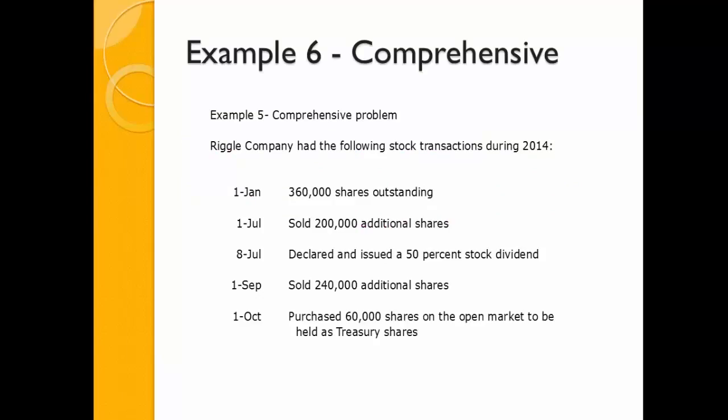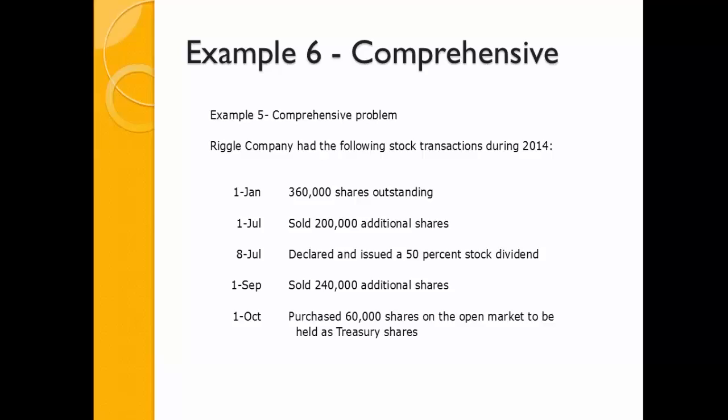We want to consider, and you're going to see some problems like this in the homework, the following transactions during 2014. Consider each of these one by one. So we have 360,000 shares outstanding as of January 1st. On July 1st, we sold 200,000 shares of additional stock. So the additional stock on July 1st is only of value for the 6-month period. Immediately after that, we declared and issued a 50% stock dividend.